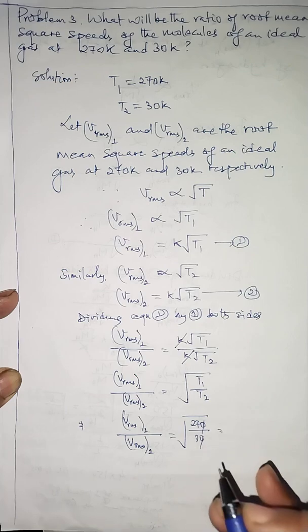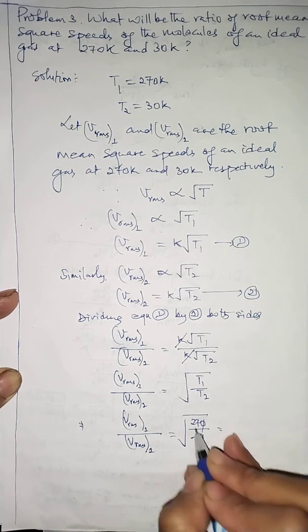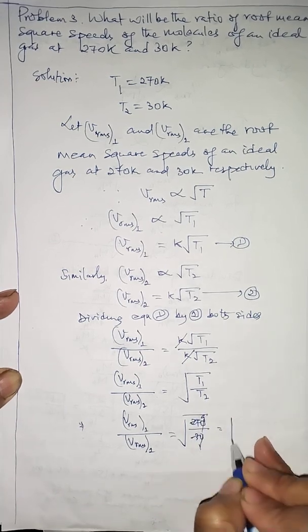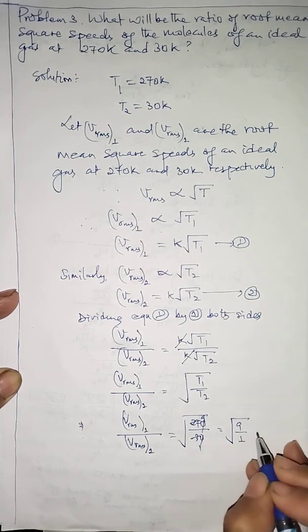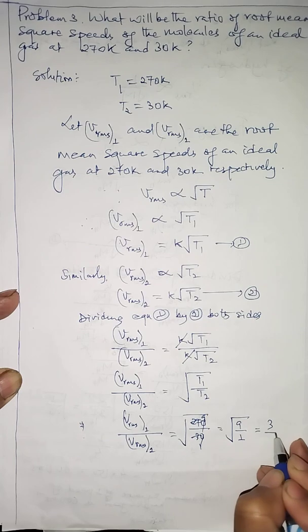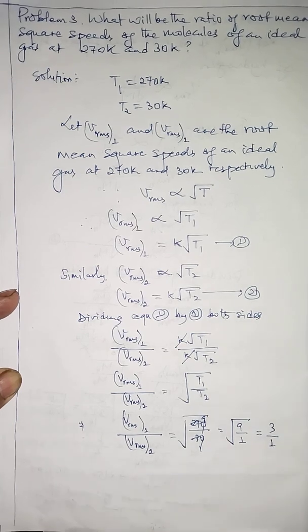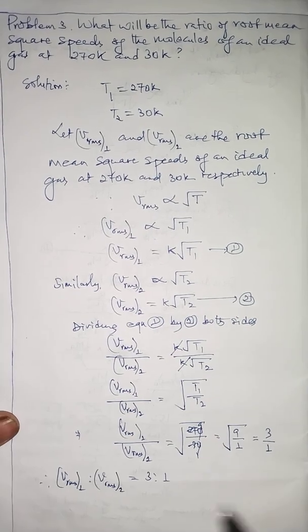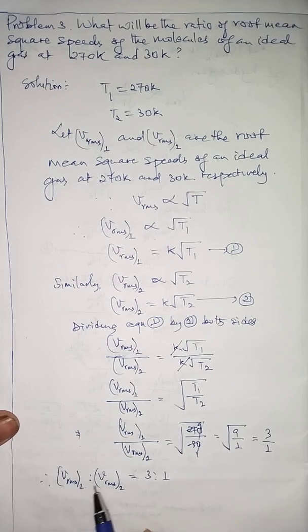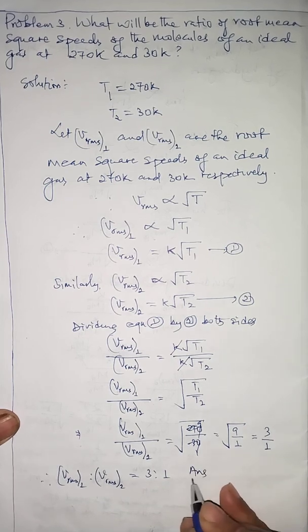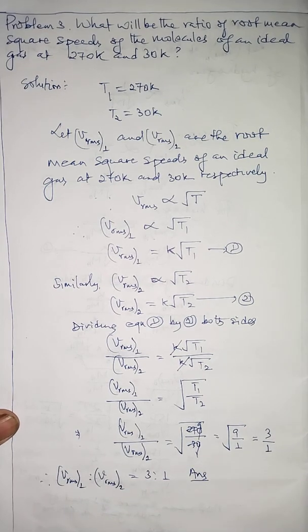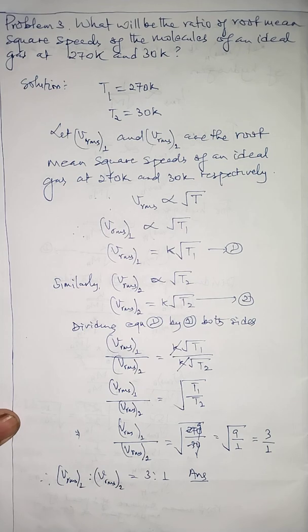Now the square root of 270 we cannot calculate directly, but let me divide. 3 ones are 3, 3 nines are 27. So it's coming 9 by 1. So this ratio will be 9 by 1, and you know the square root of 9 is 3 and the square root of 1 is 1. So finally, the ratio of V_RMS1 and V_RMS2 is 3:1. So this is the answer for problem number 3. Now we will be solving the next numerical, problem number 4.